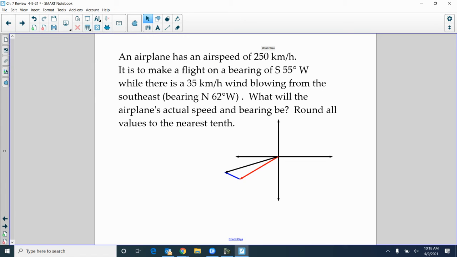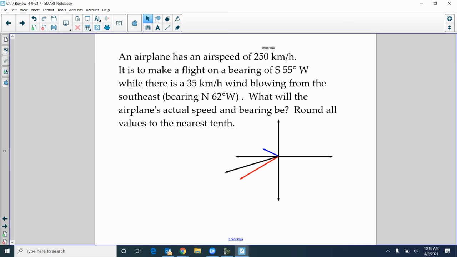So you've got an airspeed of 250 kilometers per hour, bearing south 55 degrees west. So that's going to be the red vector. There's a 35 kilometer per hour wind blowing from the southeast. Okay, so that's the direction it's coming from. So if I move this over here, that is north 62 degrees west. If you draw it at the origin, the 62 degrees will come off of the y-axis. The 55 degrees will come off of there as well.